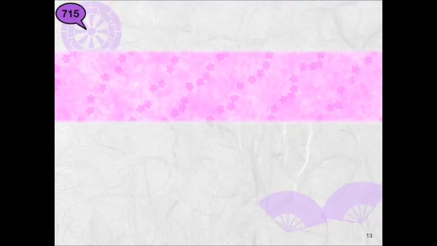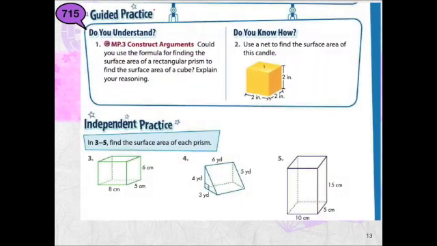Textbook page 715. Question 1. Could you use the formula for finding the surface area of a rectangular prism to find the surface area of a cube? Explain your reasoning. The answer will be yes, because a square is a special type of rectangle. So if we know how to find the surface area of a rectangular prism, we can use that to find the surface area of a cube, since rectangles and squares have the same formula for their areas.